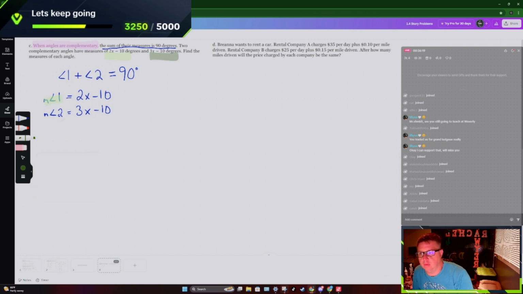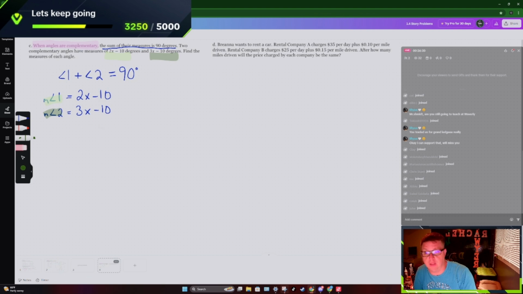And right here, they gave us that one. Okay? Find the measures of each angle. So they do want us to find them. So once we know what x is, we can just substitute it in and solve it out. Okay?